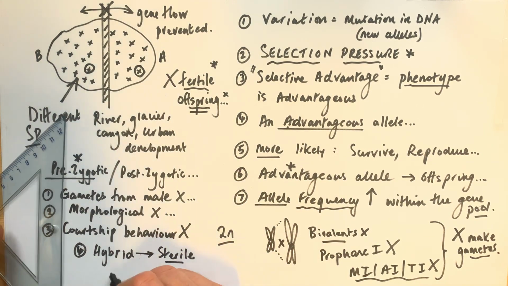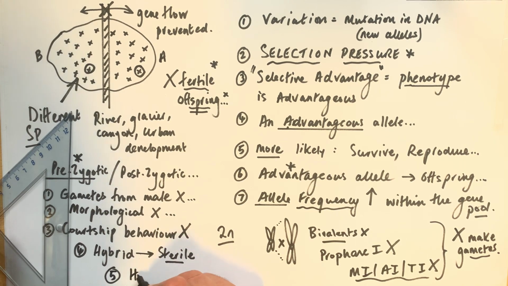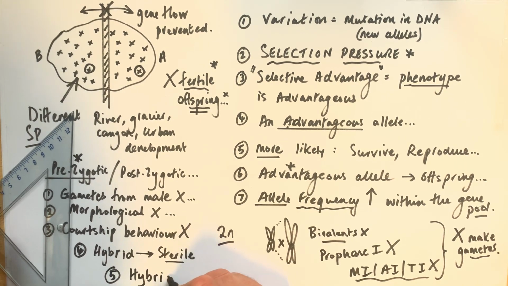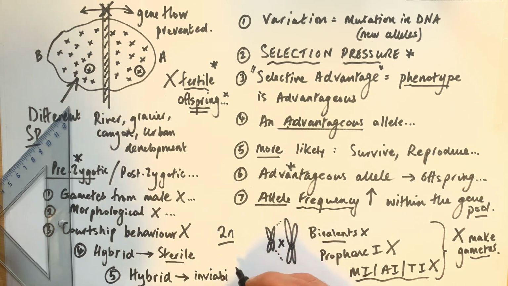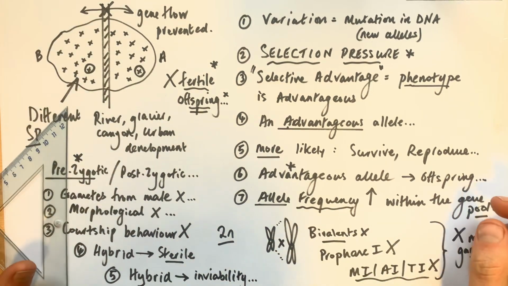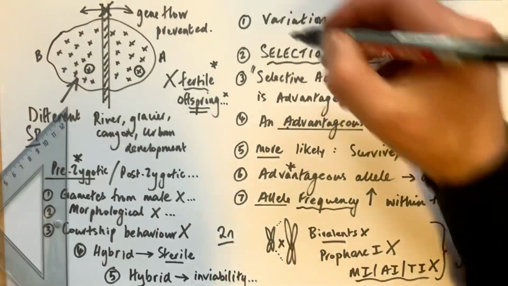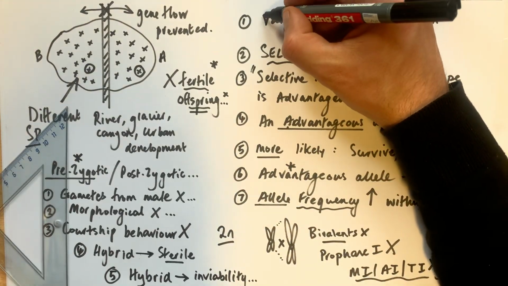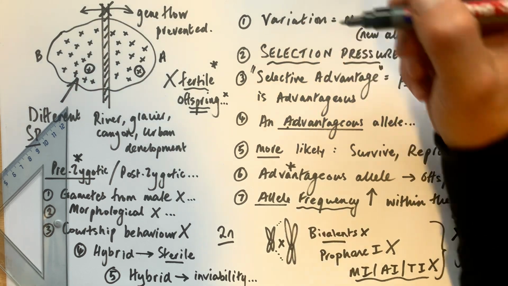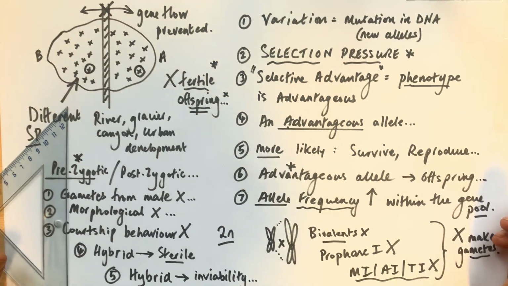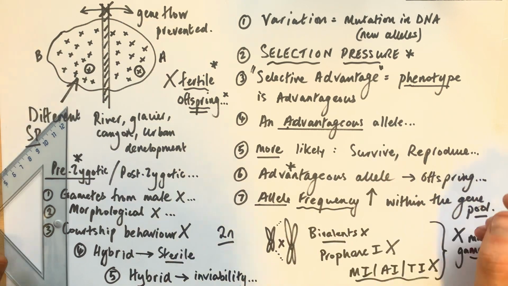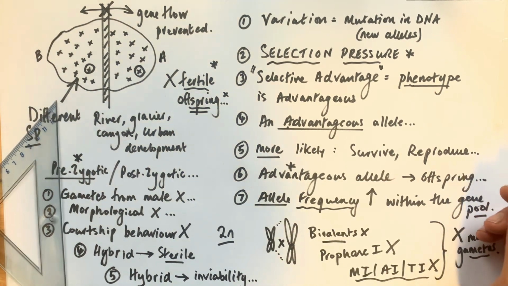Now, the other one is called hybrid inviability. And that means that the embryo that forms as part of the hybrid as it develops is not going to develop as it should do, and therefore actually the embryo dies off because it can't develop as it should do normally. So actually the hybrid embryo is not going to develop into a full-term organism.